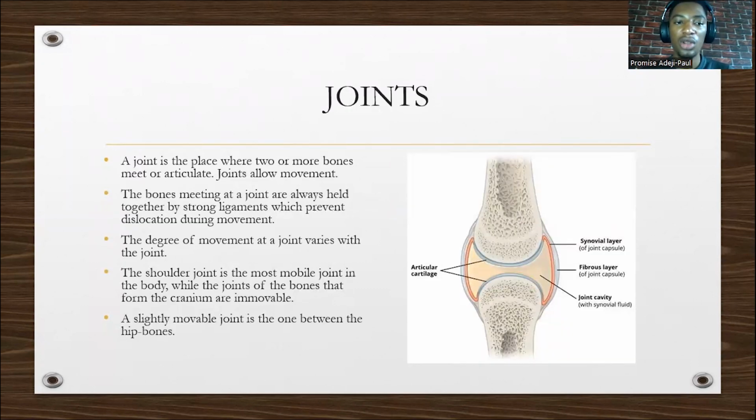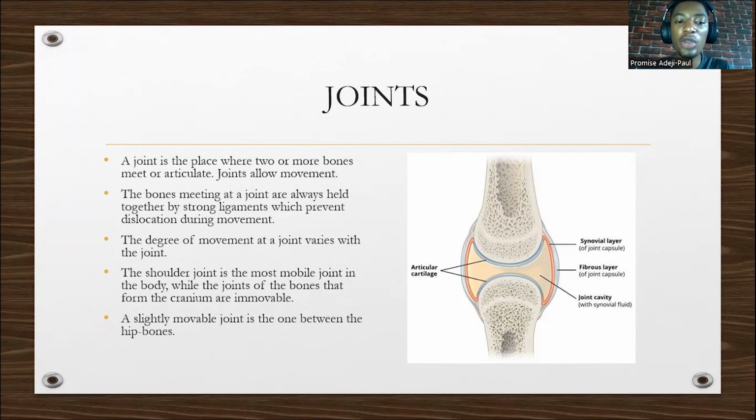Now we'll talk about joints. So what are joints? Joints are places where two or more bones meet to articulate. So when a bone comes and another bone comes and they meet, that's what we call a joint. What's the function of a joint? In plain and simple terms, a joint allows for movement. If you notice, most places that movement occurs in your body are the places where joints are. The bones meeting at a joint are always held together by strong ligaments so that the bones will not pull apart, which prevents dislocation during movement.